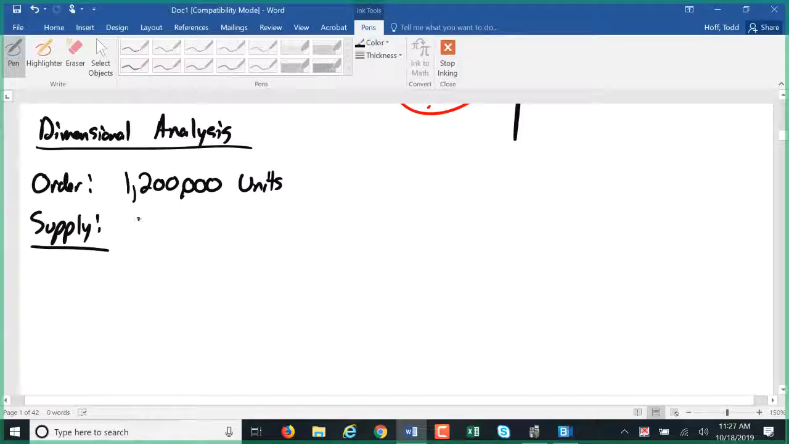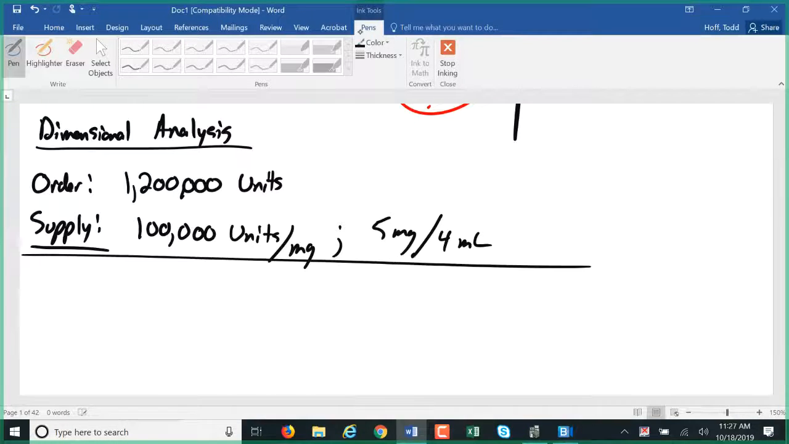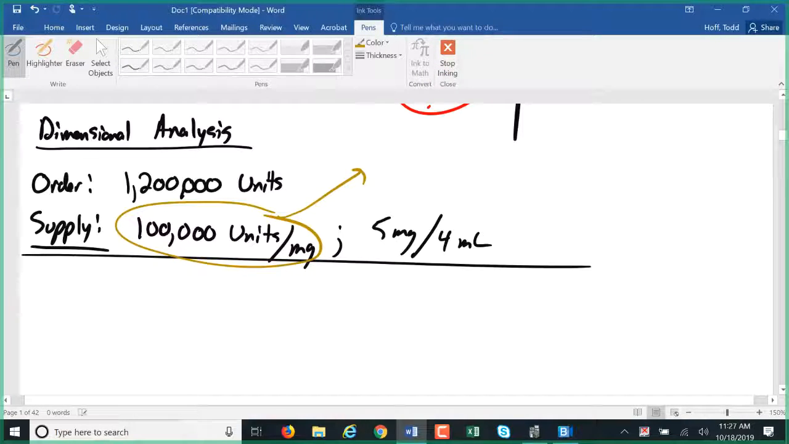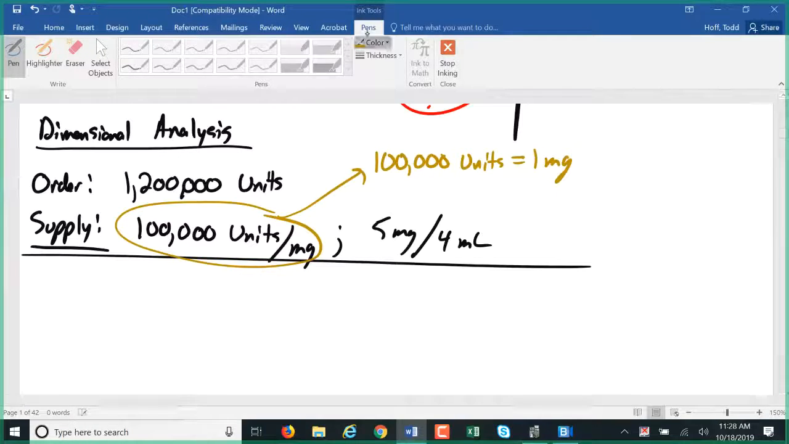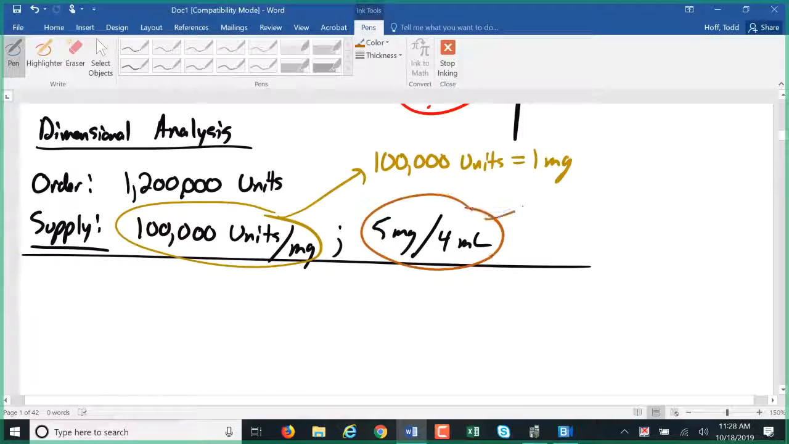So our supply, the label says 100,000 units per milligram and 5 milligrams per 4 milliliters. Again, these two, on-hand dose and vehicles, give us conversion factors. This first one is telling us that 100,000 units is equivalent to 1 milligram. The second one is telling me that 5 milligrams is equivalent to 4 milliliters.